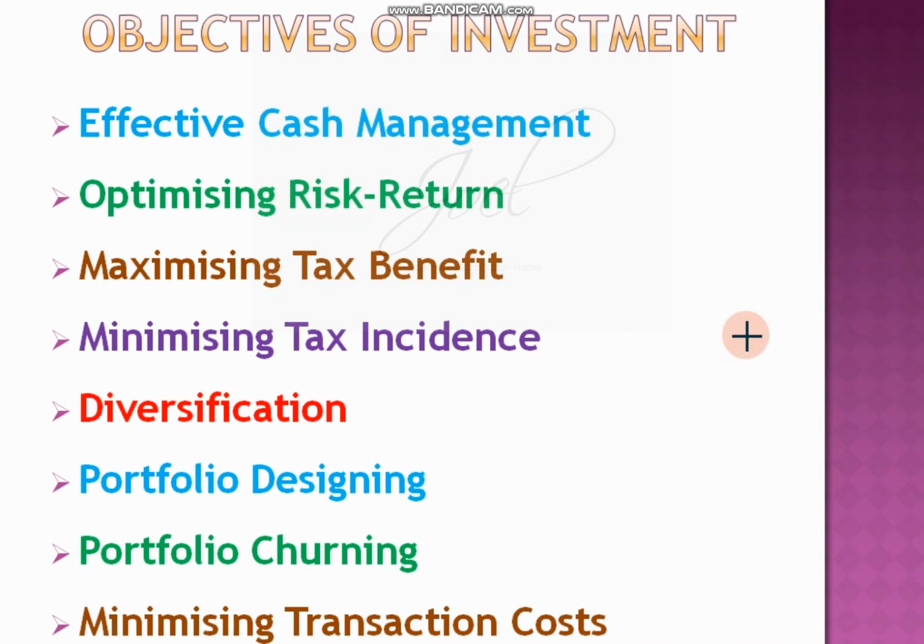All right. These are the objectives of investment. One by one we have to see. Effective cash management, optimizing of risk and return, maximizing tax benefits, minimizing tax incidence, diversification, portfolio designing, portfolio churning, minimizing transaction costs. So these are the various objectives of investment. These concepts or ideas will encourage us to invest. So we'll see these concepts one by one, what these are, what we have to do. First of all, effective cash management.